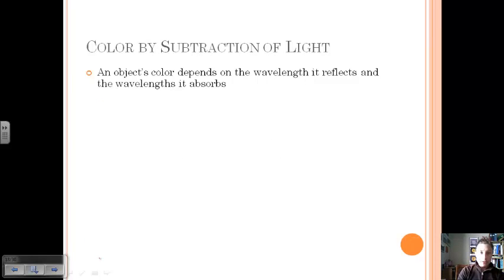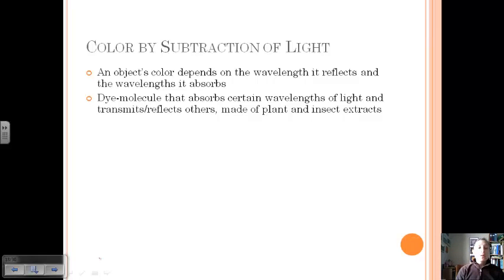Let's talk about subtraction of light. An object's color depends on the wavelength it reflects and the wavelength it absorbs, right? Plants are green because chlorophyll absorbs all wavelengths of light except for green, and that's the one it reflects, and so that's the one that we see. There are different ways to reflect and give different colors, and one is through a dye. A dye is a molecule that absorbs certain wavelengths of light and then transmits the others, and that's the color that we see.